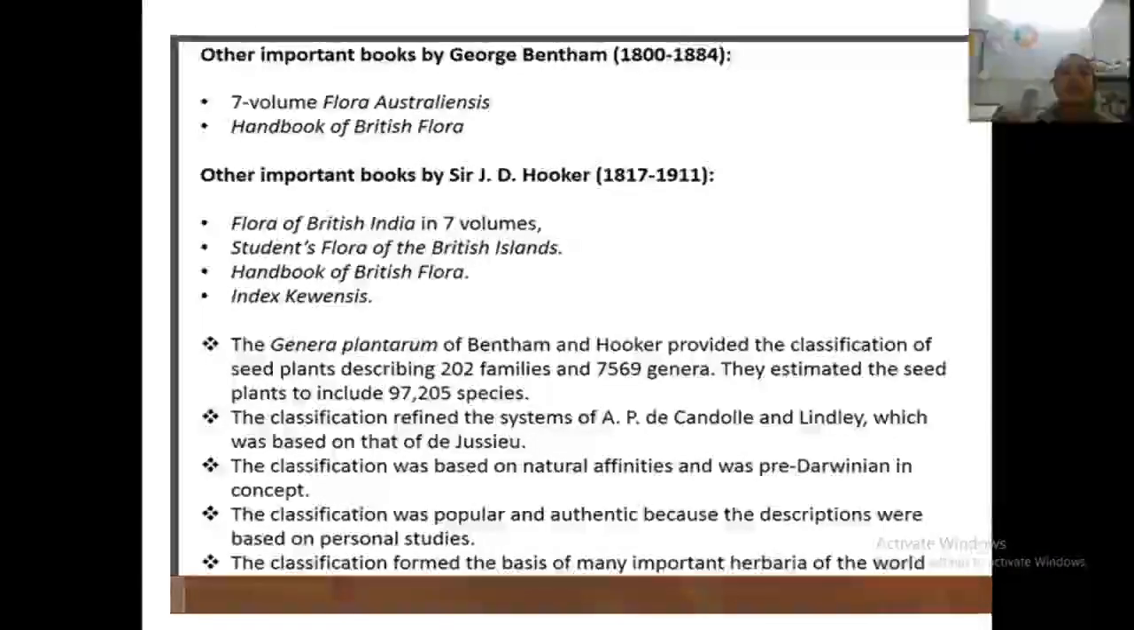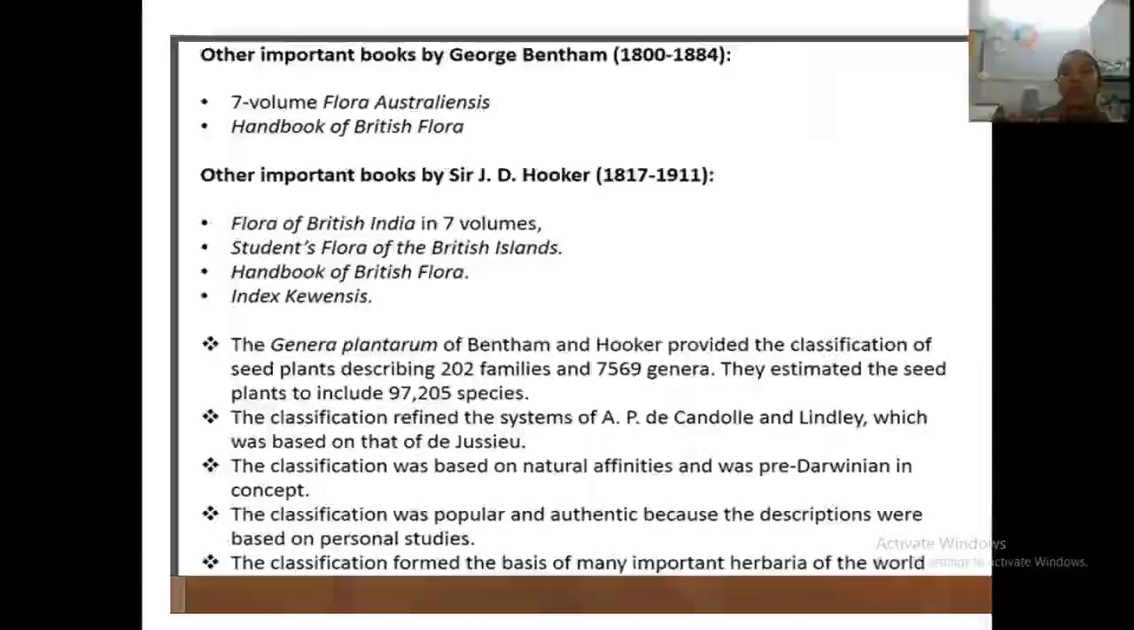Besides the Genera Plantarum, they published the 7-volume Flora Australiensis and Handbook of British Flora. Other important books by Hooker are Flora of British India, Students' Flora of British Islands, Handbook of British Flora, and Index Kewensis. These are the books published by Bentham and Hooker. Genera Plantarum was published first, and it contains about 202 families and 7,569 genera, and how many species? 97,205 species. And the classification is a refined system of de Candolle.